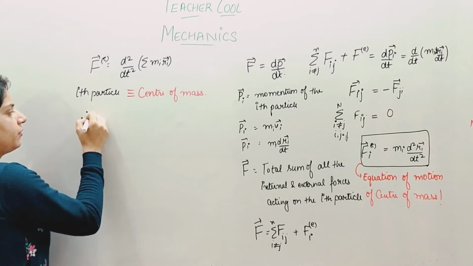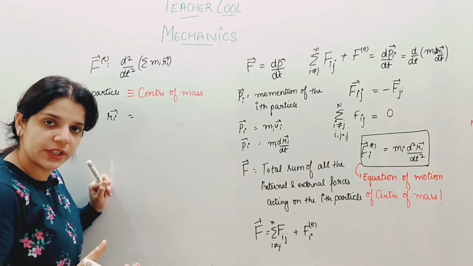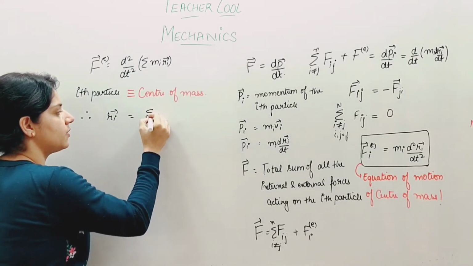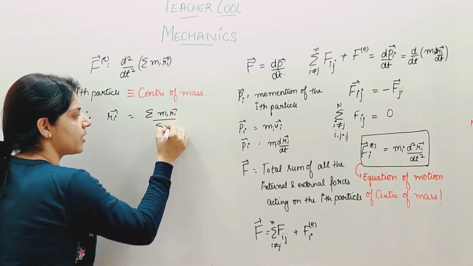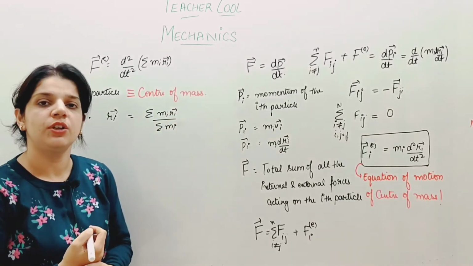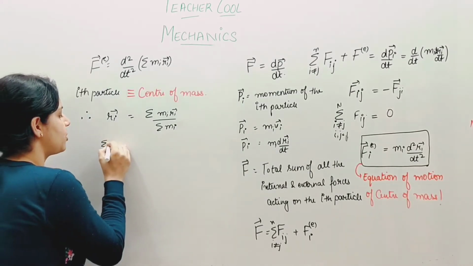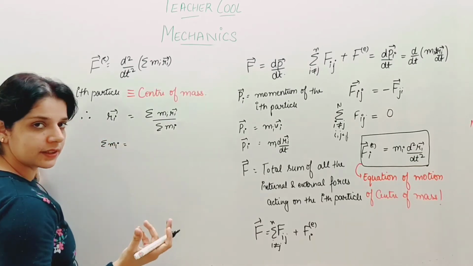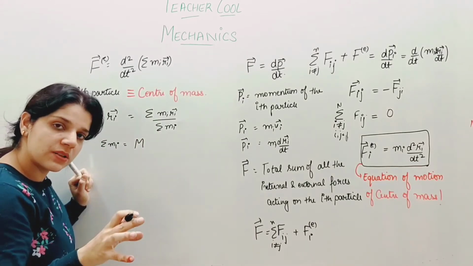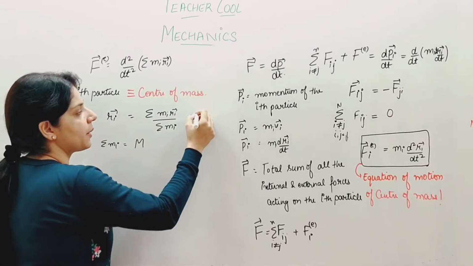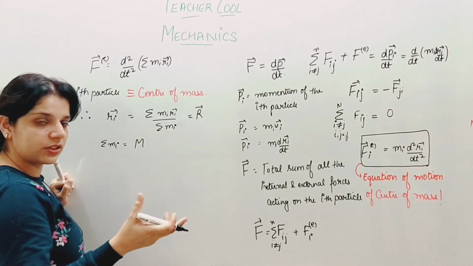Therefore this Ri vector can be written in terms of the center of mass as the summation of mi Ri over summation mi. This is the formula we use to find the center of mass position vector. The summation mi for the complete system will be the constant M, which is the total mass of the system. This will be my capital R vector, which is the radius vector or the position vector of the center of mass.